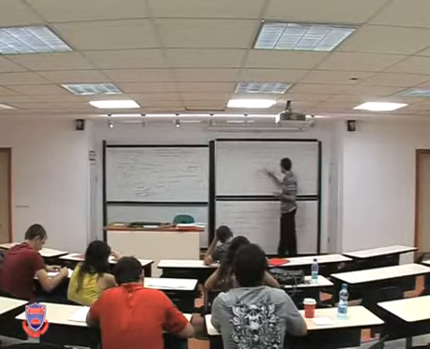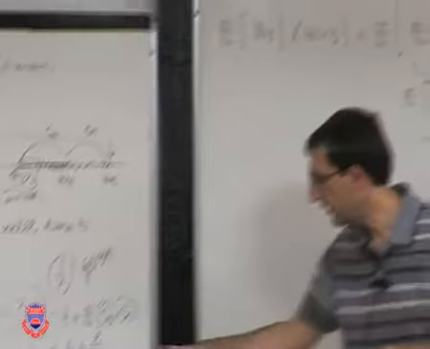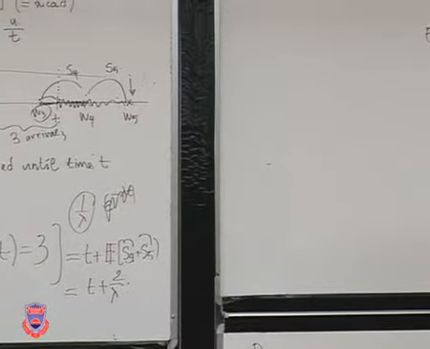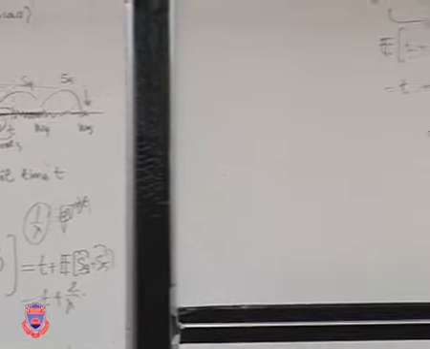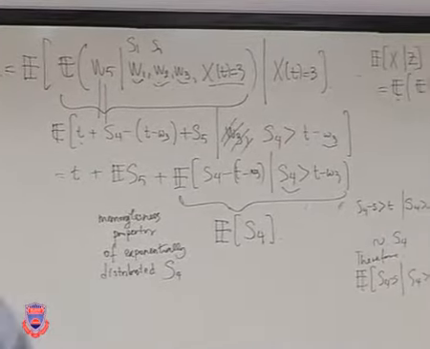t plus the expectation of the sum of S4 and S5, which gives t plus 2 over lambda. Okay? Any questions about this?